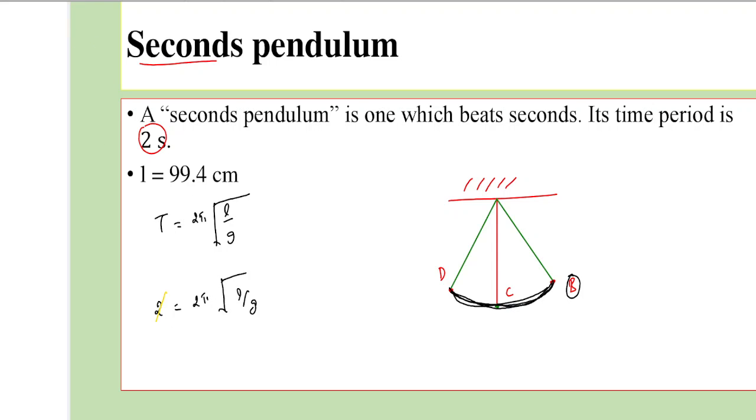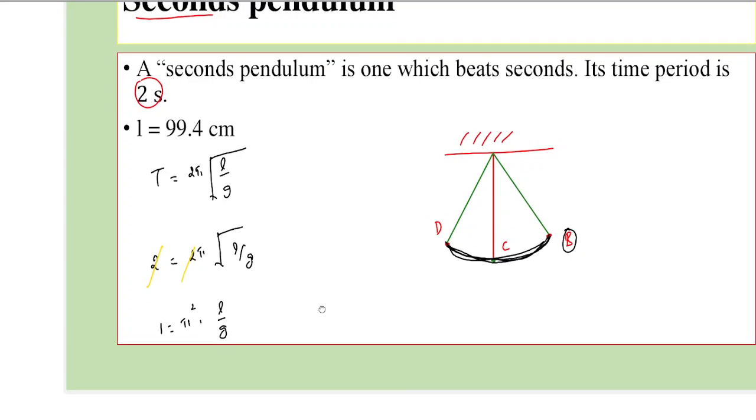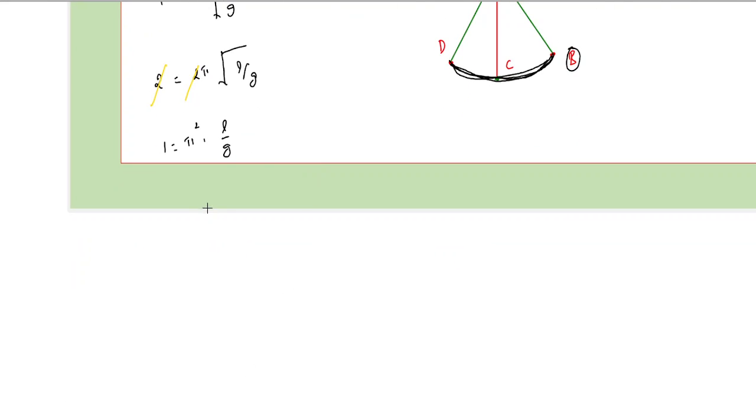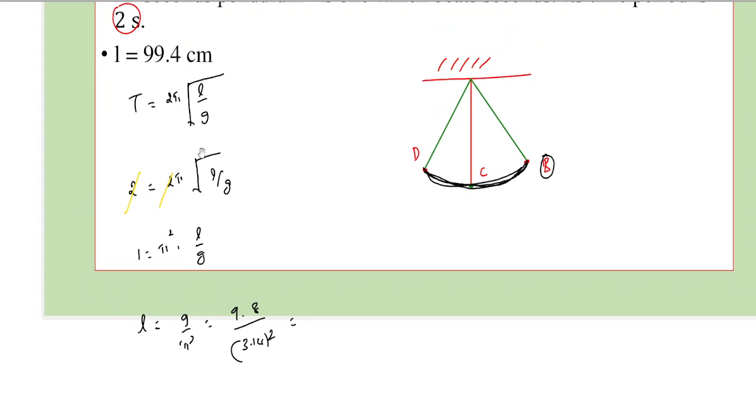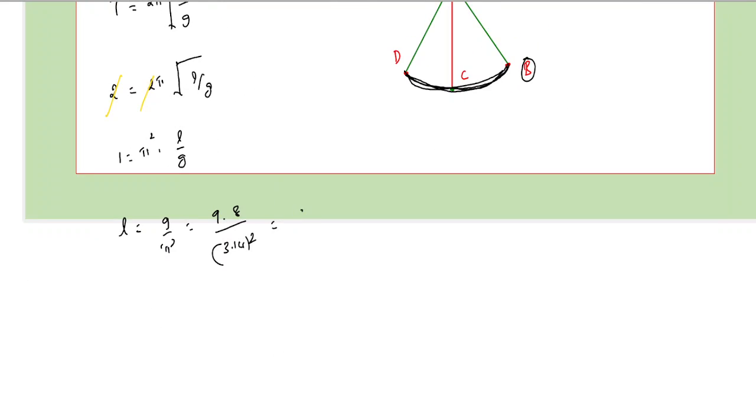If you cancel 2 from here and square it, then what we get is 1 is equal to pi square into L by g. From here L is equal to g by pi square. g is around 9.8 and this will be around 3.14 whole square. To solve it, it will be around 99.4 centimeter, which is almost equal to 1 meter. So this is the length required for a seconds pendulum.